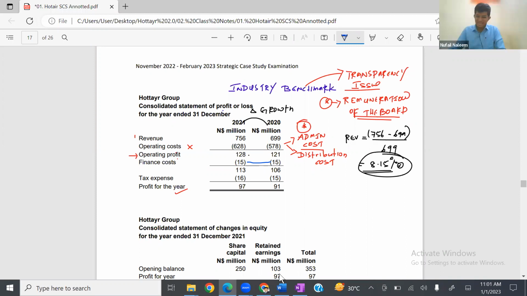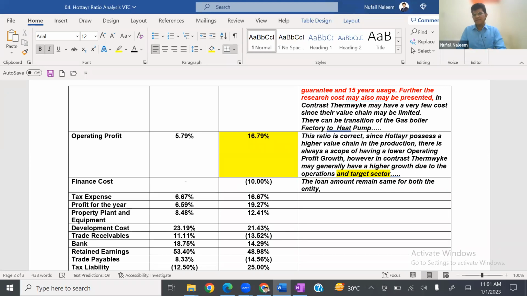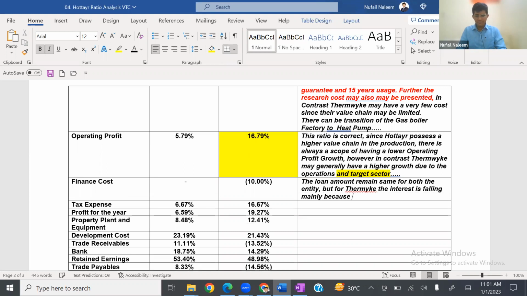So students, let's start analyzing that also. I'll just mention here the loan amount remains the same for both the entities. Correct, no, students, if I'm not mistaken? The loan amount remains the same for both the entities, but for the term, the interest is falling mainly because they have a floating interest rate. Students, I believe that gives you a clear picture of the floating interest rate.